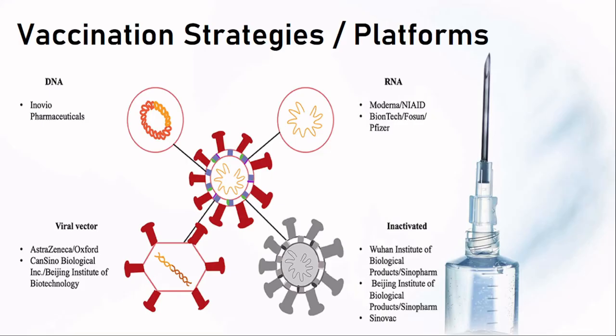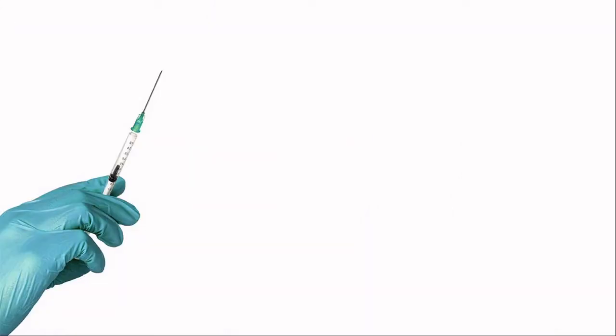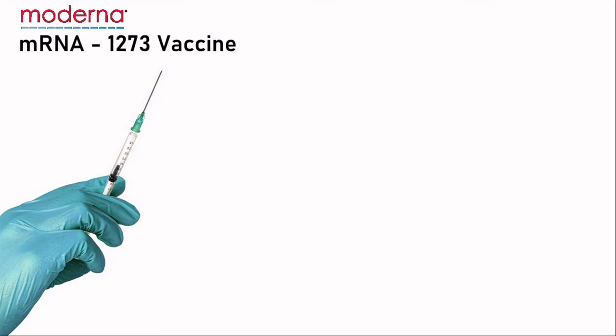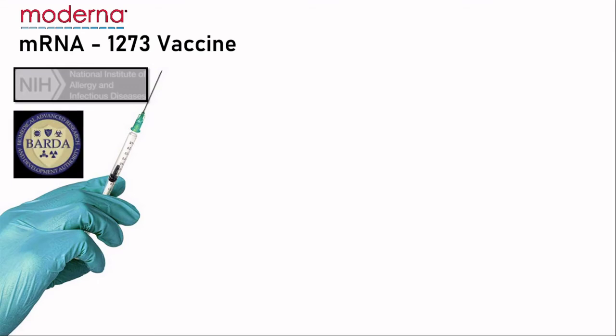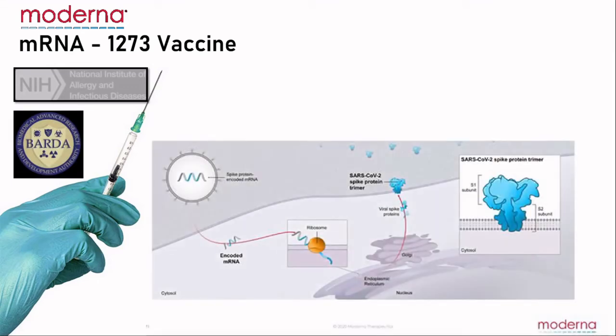Now, this particular diagram will give you an overview of what strategy each manufacturer is utilizing for vaccine development. Most of the strategies we will talk about one by one. The first vaccine is the Moderna vaccine, from a US-based biotechnological firm, and its vaccine is called the mRNA-1273 vaccine. And these are the collaborating institutes with which it has created this vaccine.